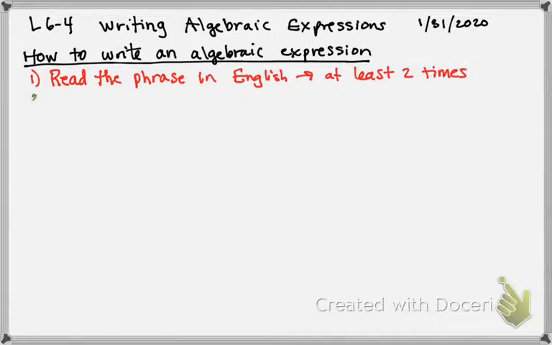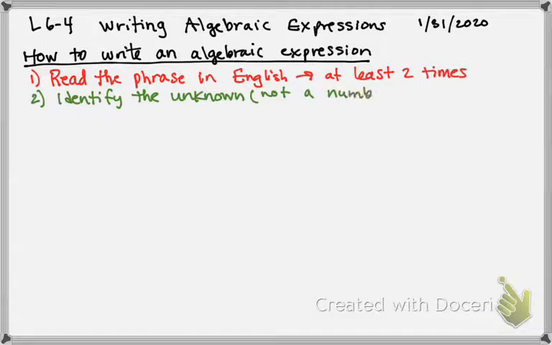Okay, second step. We're going to identify the unknown. Now, the unknown is not a number and it's not an operation. That means you can kind of take those out of that phrase or sentence that you're reading, and what's left over is what you don't know or what you're solving for. Okay? Now, I'm going to teach you something here. You're going to be using this for years.